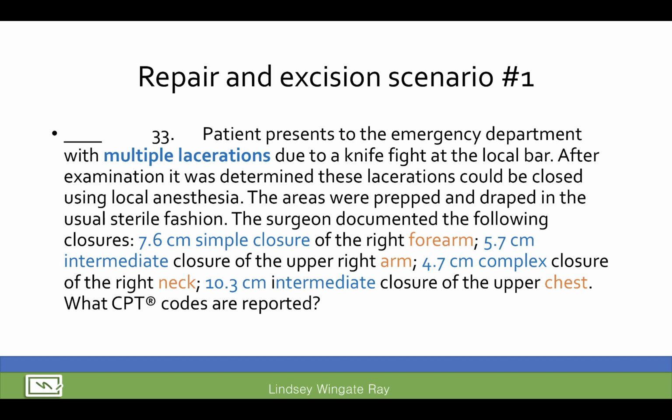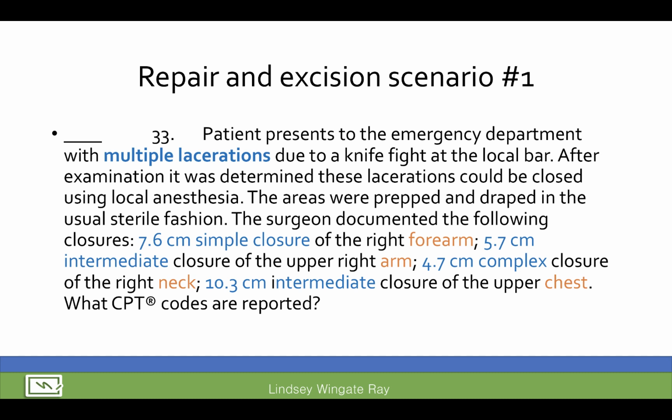Now let's look at a more complex scenario. A patient presents to the emergency department with multiple lacerations due to a knife fight at a local bar. After examination, it was determined these lacerations could be closed using local anesthesia. The areas were prepped and draped in usual sterile fashion.